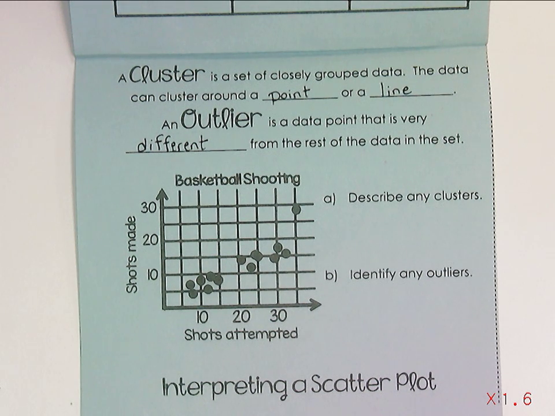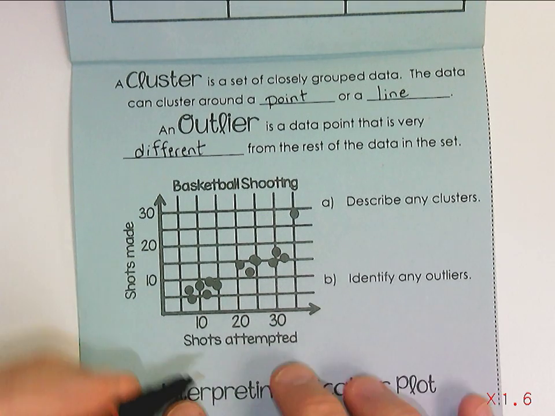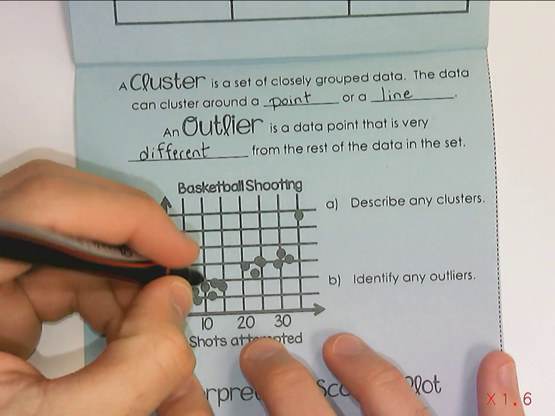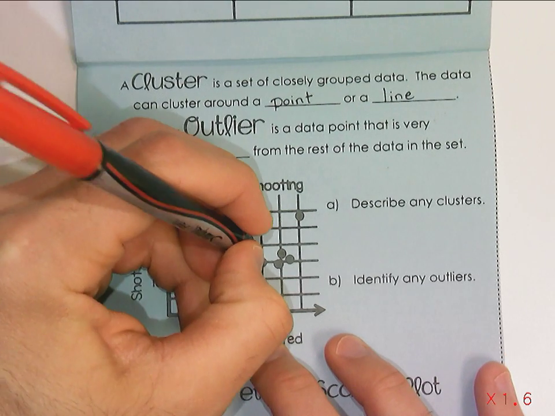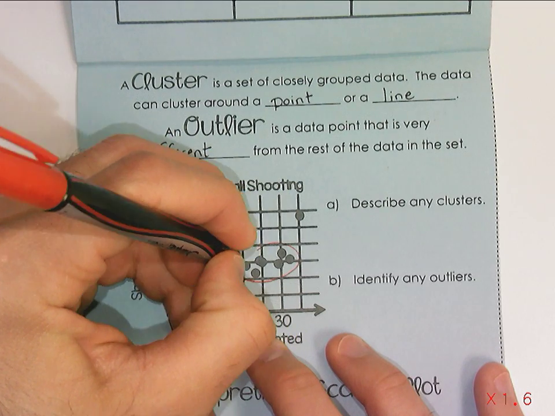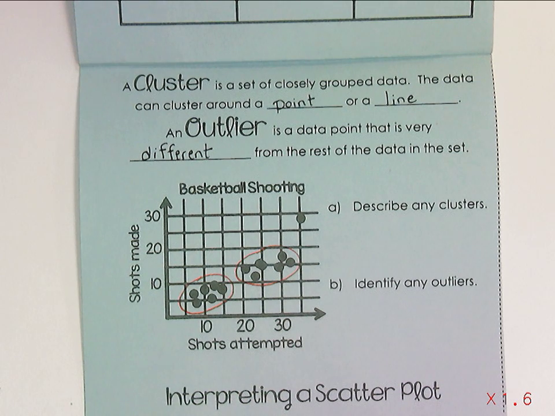So let's go ahead and look at this data set here. So we're comparing shots attempted to shots made. So those are two different variables that we're looking at and seeing if there's any sort of relationship between them. So part A says to describe any clusters. So a cluster is going to be closely grouped data. So we can see in two spots here that we have clusters. We have one cluster here, and we have another cluster here. So those would be considered clusters of data. They're grouped very close together.